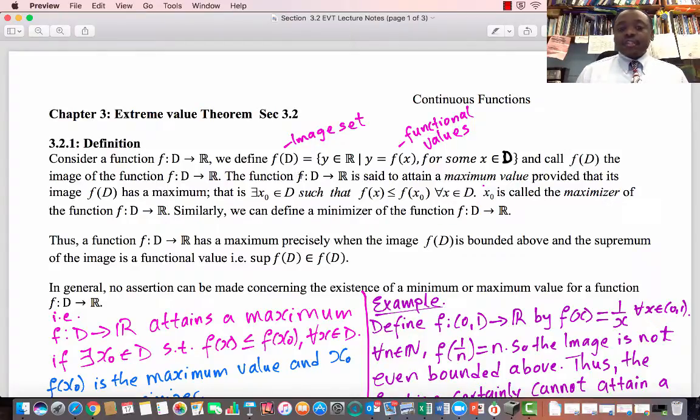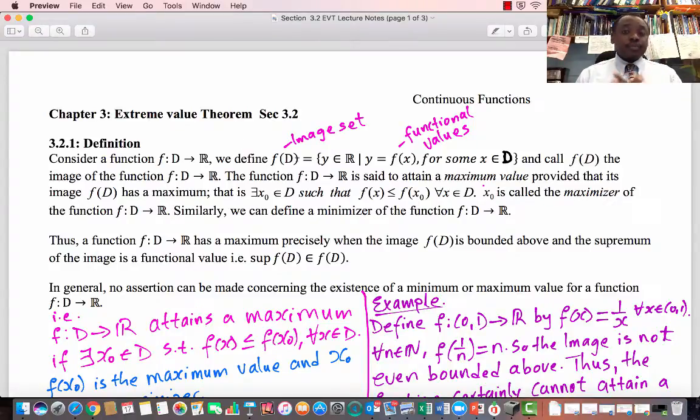We would say that the function f from the domain D to the set of real numbers attains a maximum value provided that the image set f of D has a maximum value. In other words, I can find an x0 in D such that f of x is less than or equal to f of x0 for every x in D. Observe that this is simply the definition of f of D being bounded above. But in this case, since f of x0 is a function value, that means f of x0 is an element of f of D. f of x0 is the supremum of the set f of D.